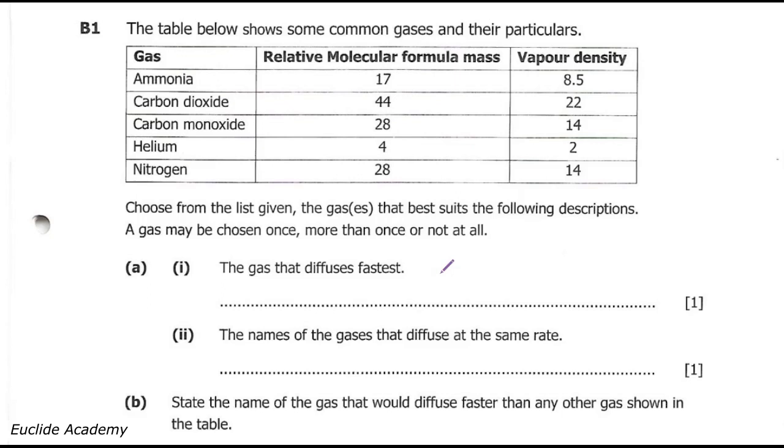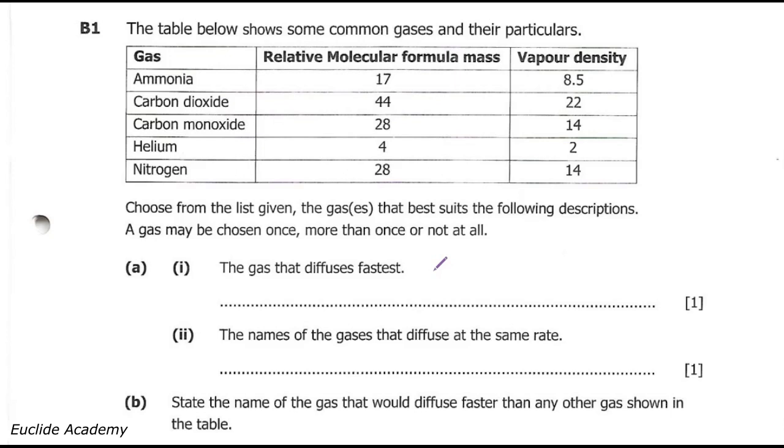So first of all, you need to understand those concepts and how they work and everything included. Then you'll be well and good to answer such questions, and they'll be easy for you. So you have to know from the concepts that when you have a gas that has got a less relative formula mass, it diffuses fastest.